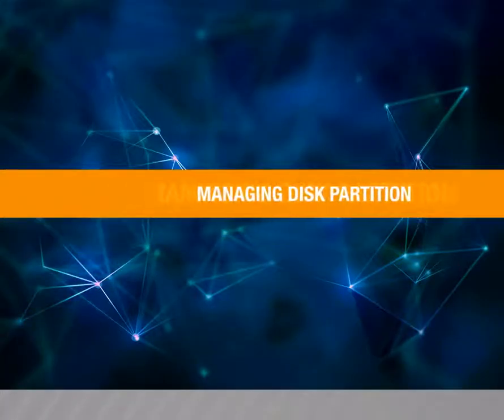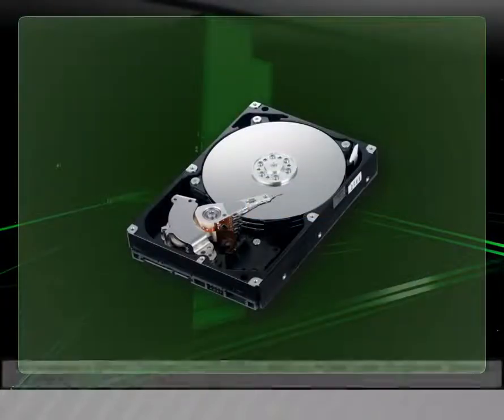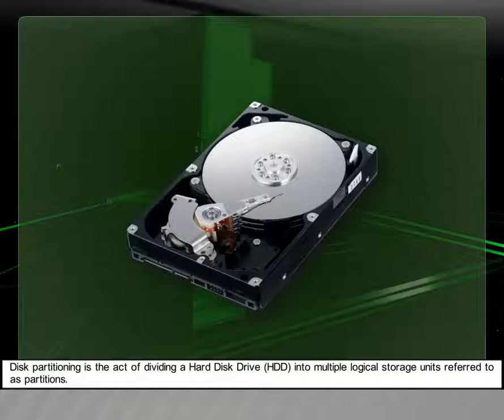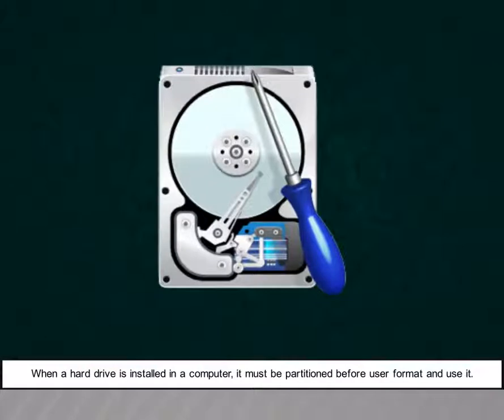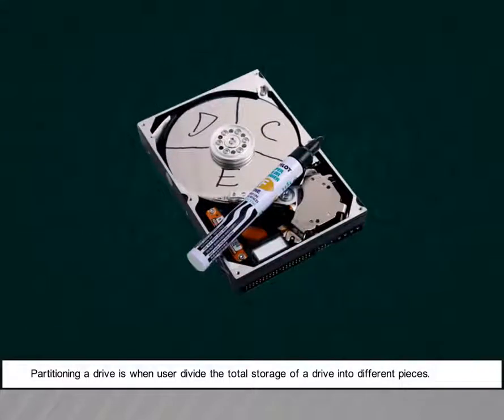Managing disk partition. In this video, we are going to see about managing disk partition. Disk partitioning is the act of dividing a hard disk drive, this HDD, into multiple logical storage units referred to as partitions. When a hard drive is installed in a computer, it must be partitioned before the user formats and uses it. Partitioning a drive is when the user divides the total storage of a drive into different pieces.